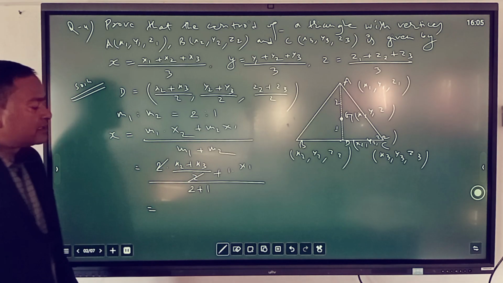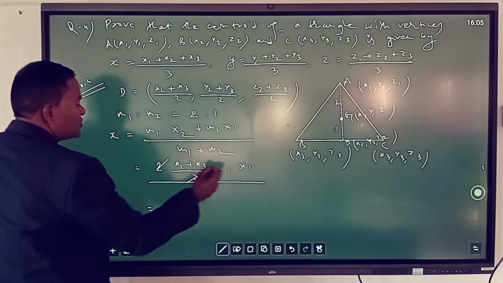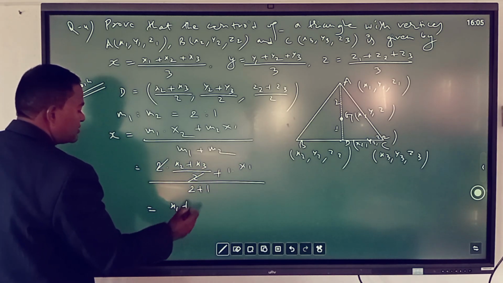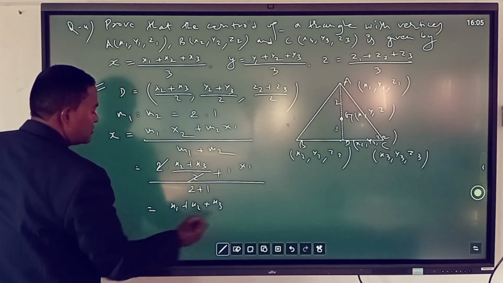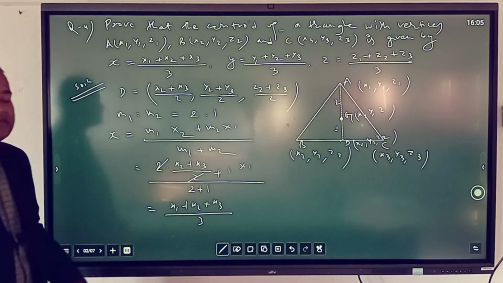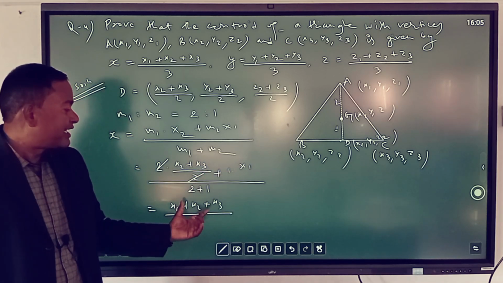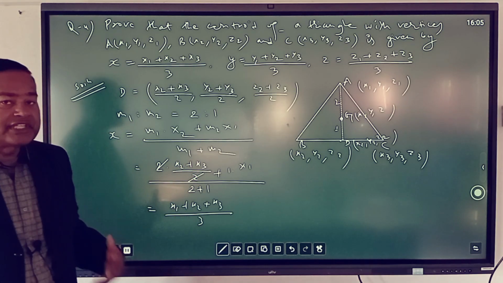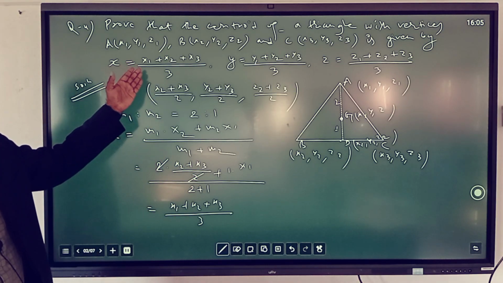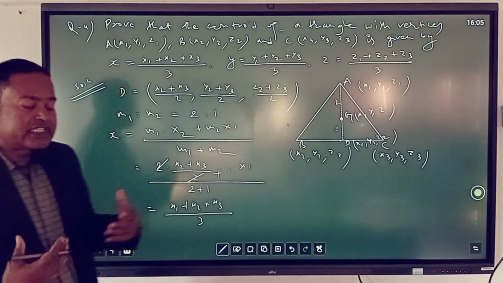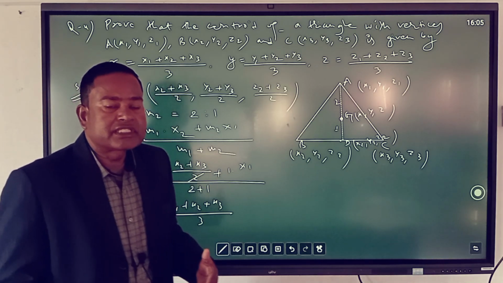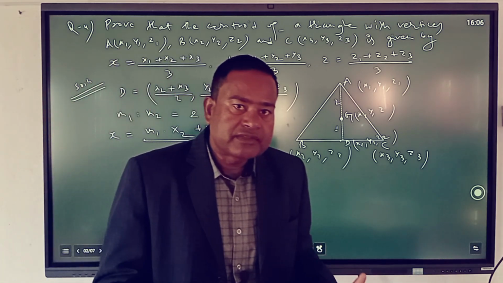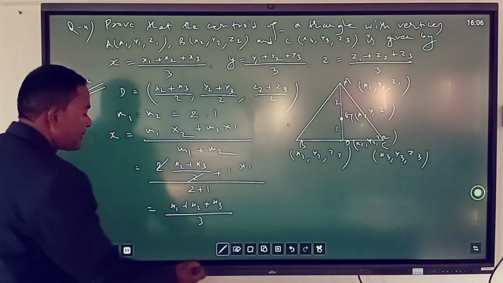Now 2 cancels, then we get x1 plus x2 plus x3 divided by 3. So simply we have arranged the terms: x1 plus x2 plus x3 divided by 3, which is the x coordinate of the centroid of the triangle. So dear student, by following the same process, we can find out the y coordinate of the centroid. Let us do it.